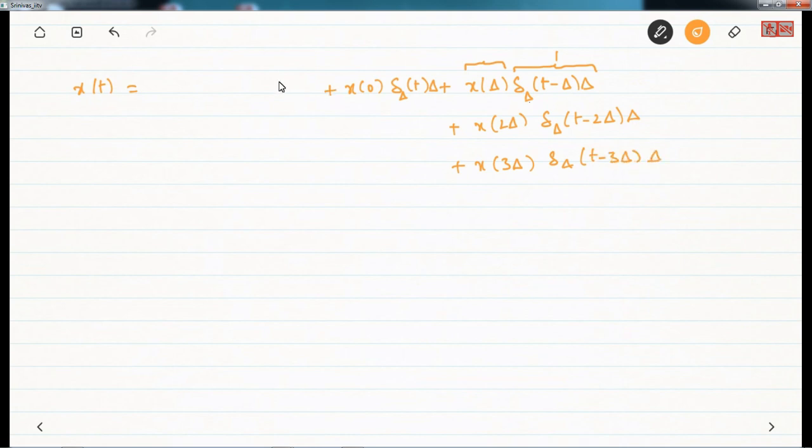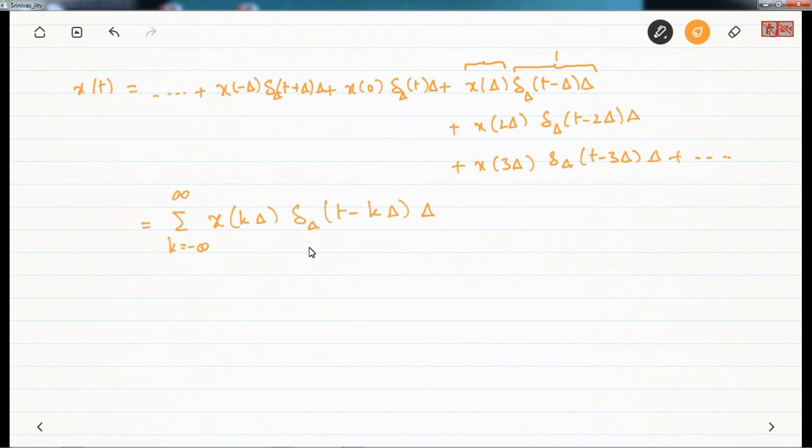On the negative side, similarly, it will be delta of t plus delta into x of minus delta, and so on and so forth, right? So in other words, we are trying to represent this as the sum of x of k delta into delta delta of t minus k delta, k equal to minus infinity to plus infinity.